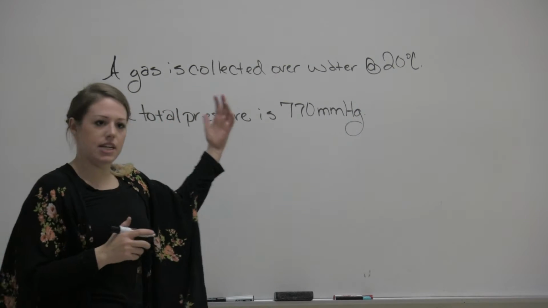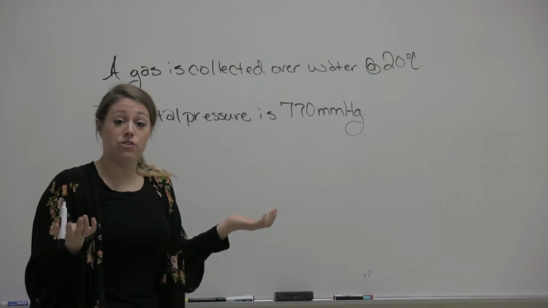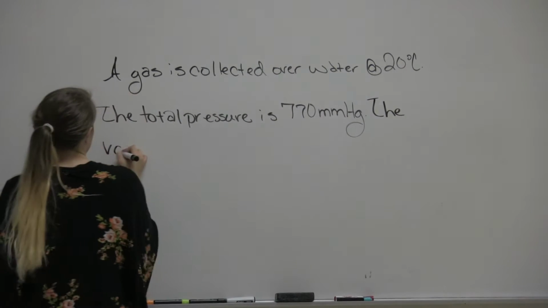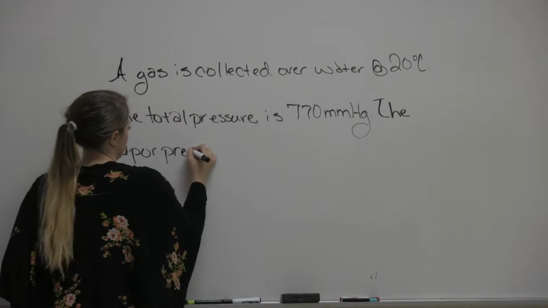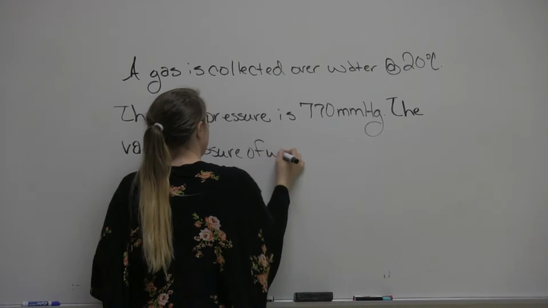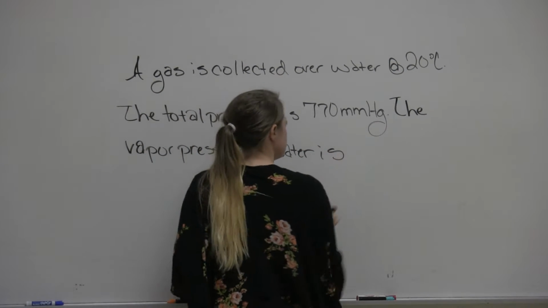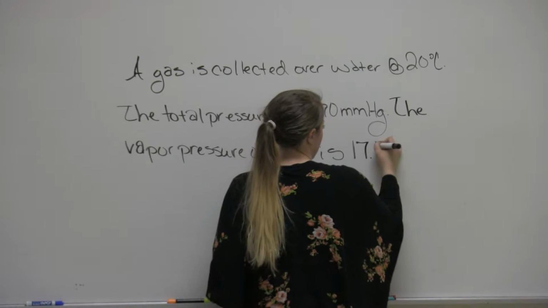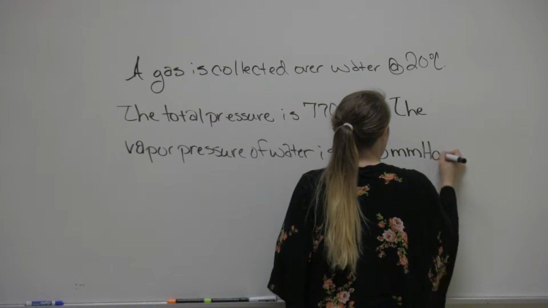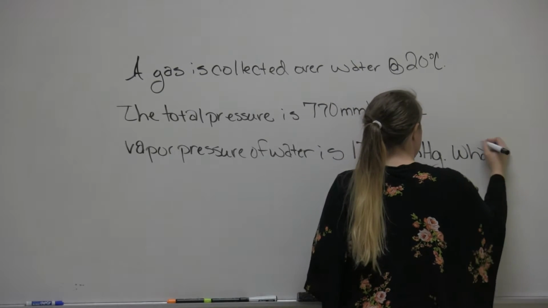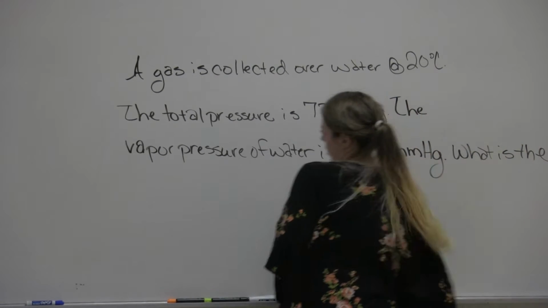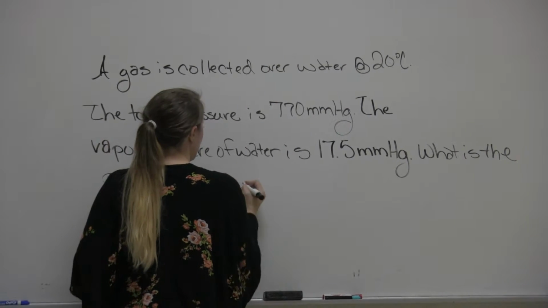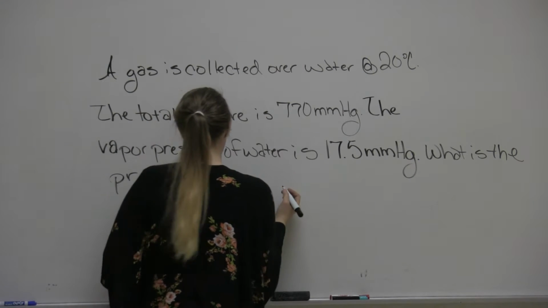At 20 degrees Celsius, if we're collecting it over water, we're going to have a vapor pressure, a pressure of water. If we look that up on our table, the vapor pressure of water is 17.5 millimeters of mercury. And we want to know what is the pressure of the gas. So even if we don't know what the gas is, we can still determine its pressure.